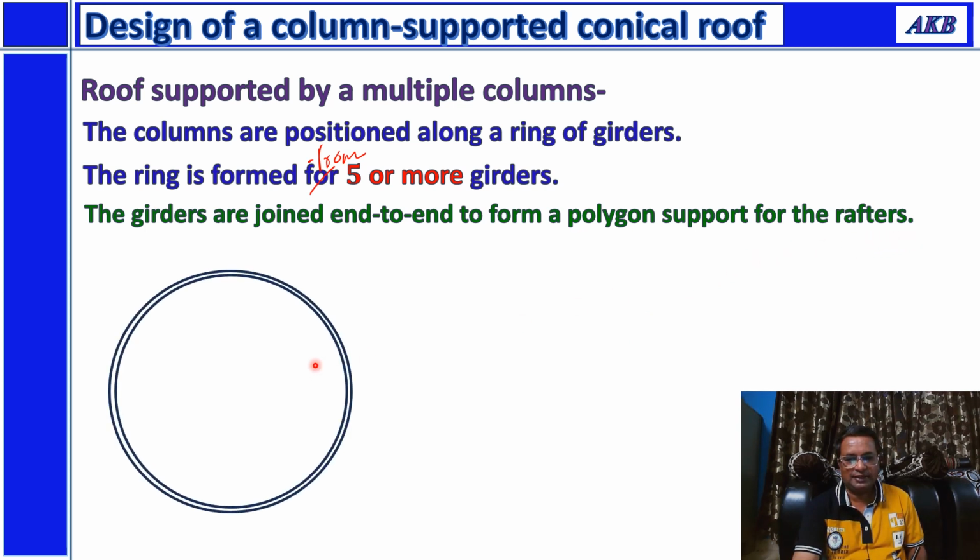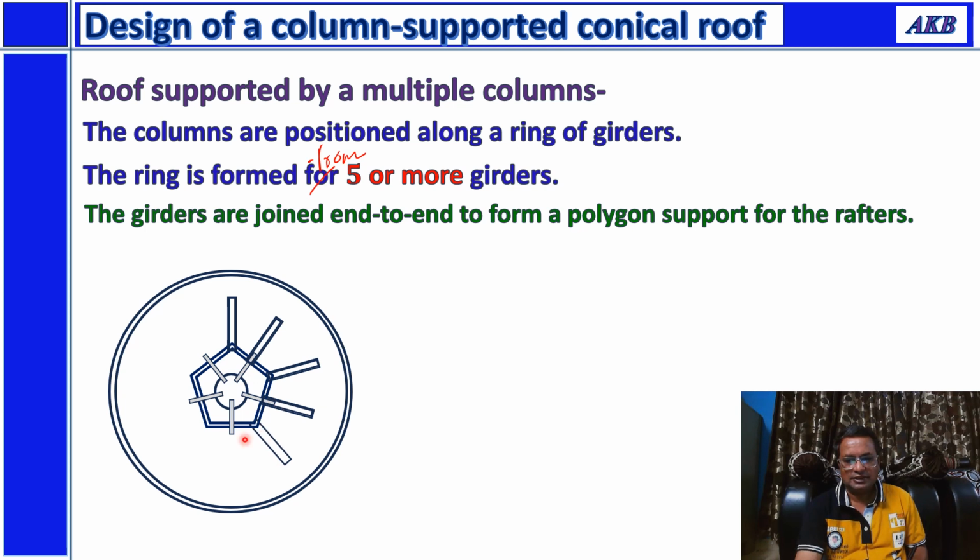Now let us look at the schematic diagram. Now you see the storage vessel. You are looking at it from the top. So you will have these girders connected end to end, and now you can see a pentagon is formed. Then this ring of girders supports the rafters.